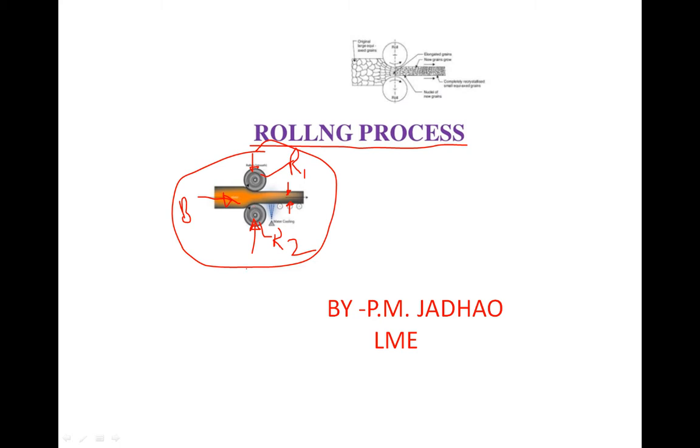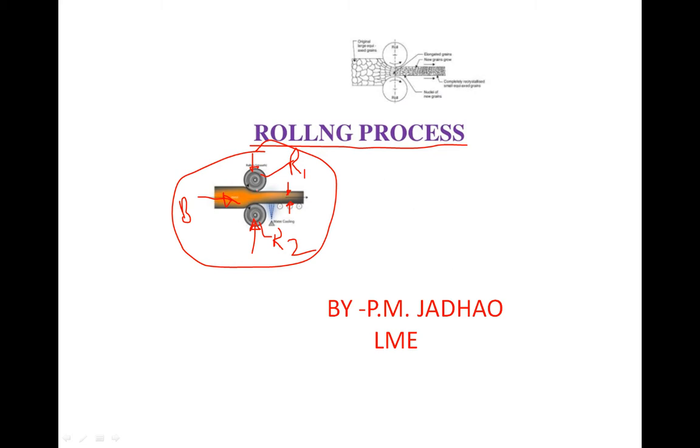So what is the working principle of the rolling process? When you pass this billet in between these two rollers, it gets compressed, and because of the compressive force and friction between the billet and the roller, you can convert this billet into various shapes. That is the basic principle of the rolling process.